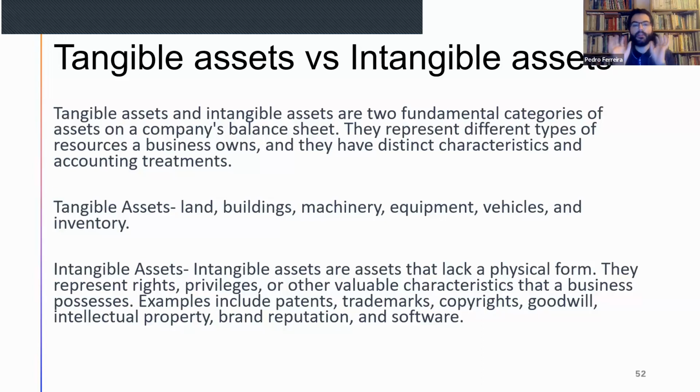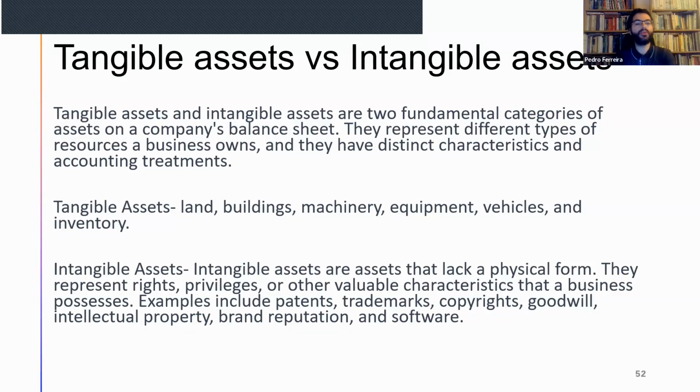Maybe you are not from finance and you don't know what tangible assets and intangible assets are. Basically, tangible assets are the ones that you can touch, you can own, and do whatever you want with. And intangible assets are more of the intellect, more of the rights of something. For example, the royalties of music, etc. And you can bring these two types of assets.